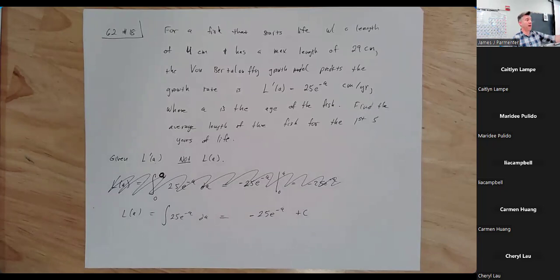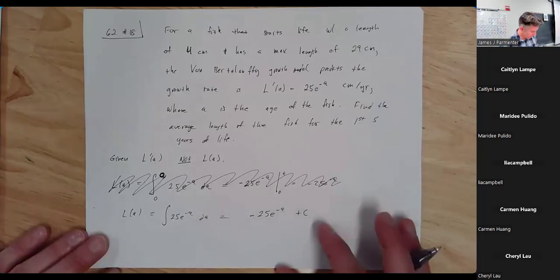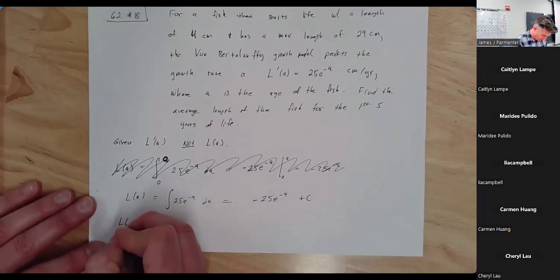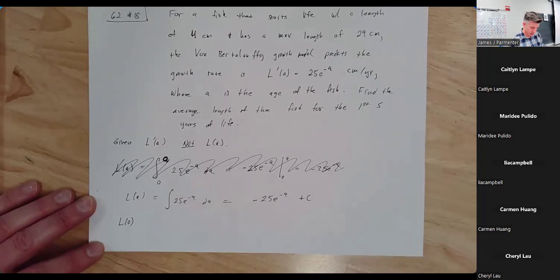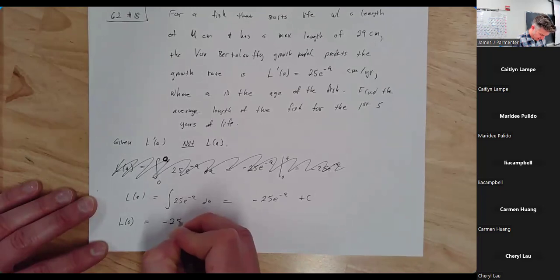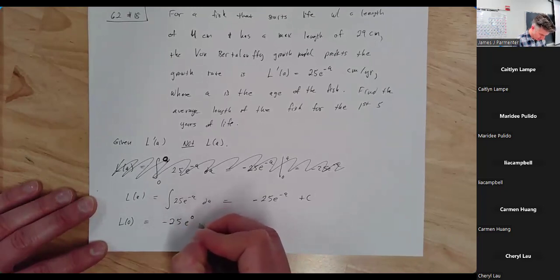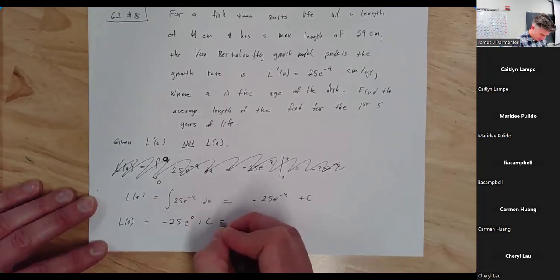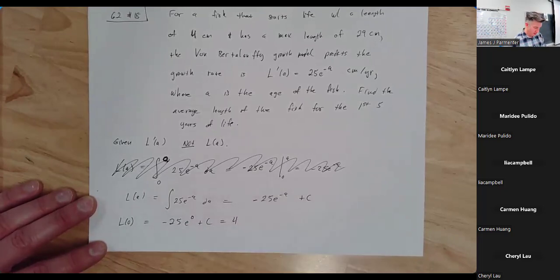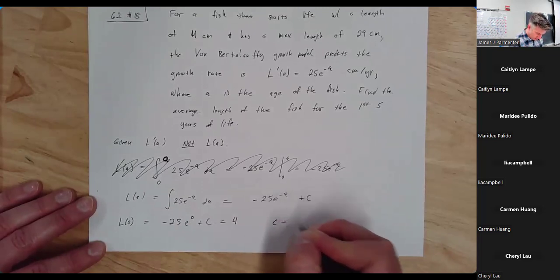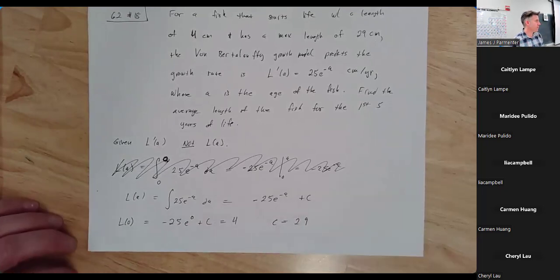And that's the maximum length it's going to get to. How big is the fish when it's born? 4 centimeters. So we know that L of 0, the length at time 0, should be 4 centimeters. So we're going to set -25 times e to the 0 plus c equal to that initial value of 4. And then we're going to solve for the constant c. So we're going to get that c is equal to 4 plus 25, which is 29.